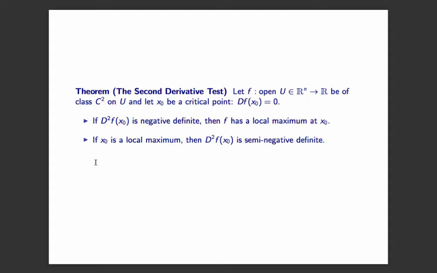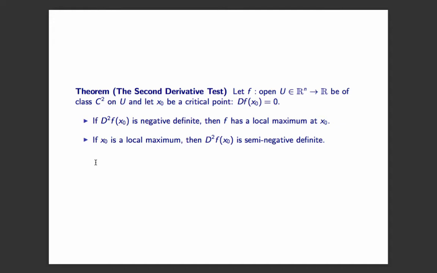So now we have the tool to describe the second derivative test. Let F map an open set U in Rn to R be of class C2, and let x naught be a critical point. In other words, the derivative there is 0. Then if the second derivative is negative definite, then F has a local maximum at x naught. Now, if x naught is a local maximum, then the second derivative is semi-negative definite, at least.